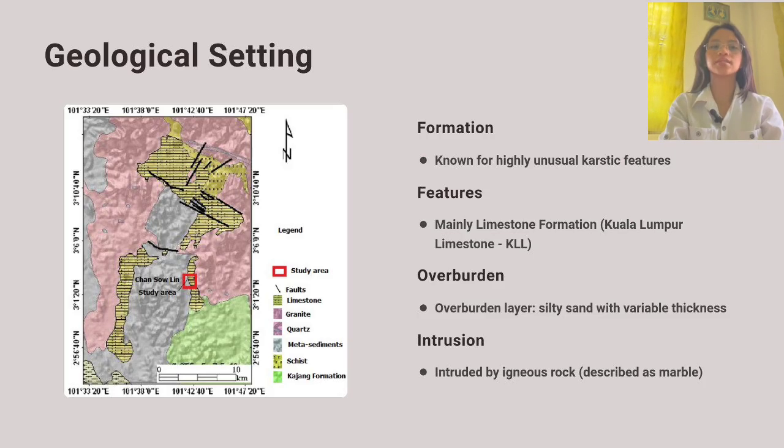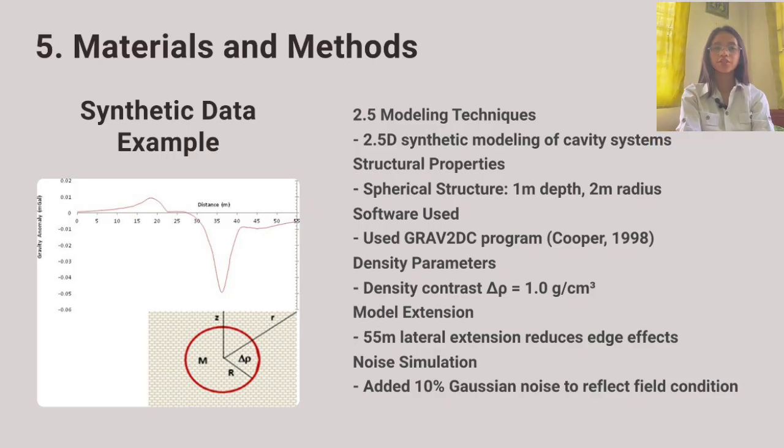For the materials and methods, the researchers started with synthetic modeling using Grav2DC software, simulating a spherical cavity at 1 meter depth and 2 meters radius. The researchers set a density contrast of 1.0 gram per cubic centimeter and added 10% Gaussian noise to the data, mimicking real survey conditions. This step helped the researchers validate their approach before moving to fieldwork.